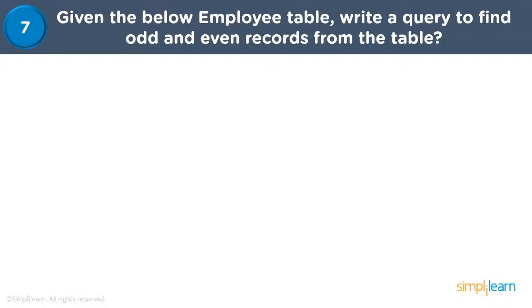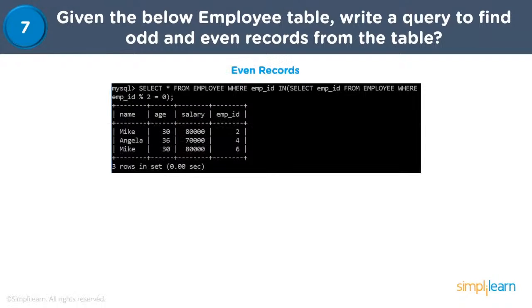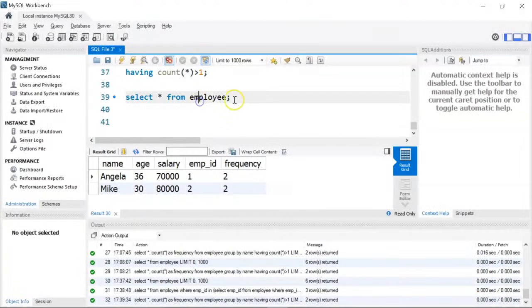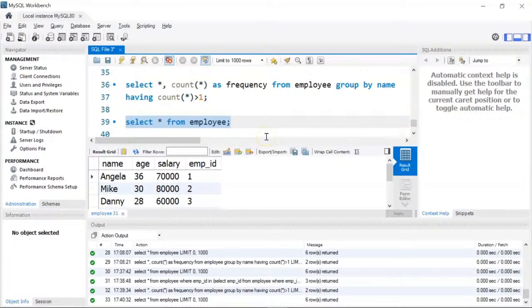So let's now look at our 7th question. Given the below employee table, I want to write a query to find all the even and odd records from the table. So as you can see, there are two ways to do it. One is to use a subquery, and another you can use the mod function. So let me show you both the ways. Alright, so let me run this SQL query to see all the values present in the employee table.